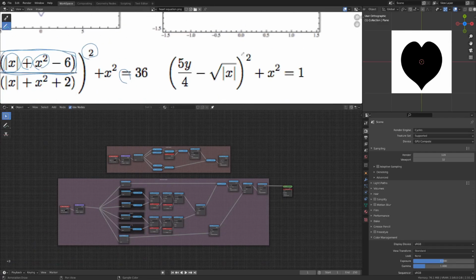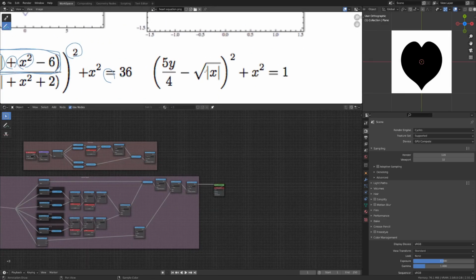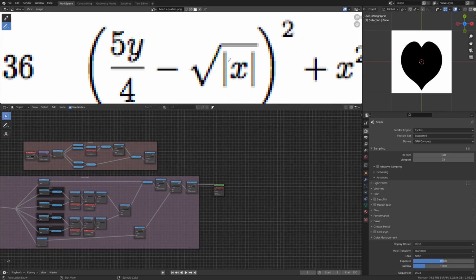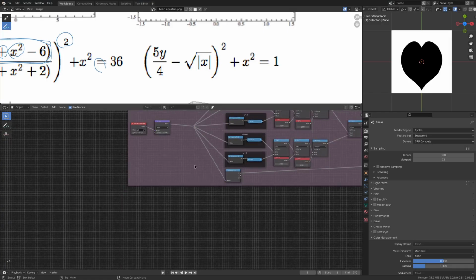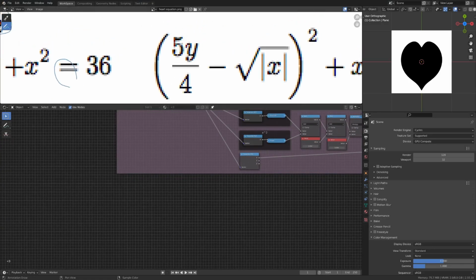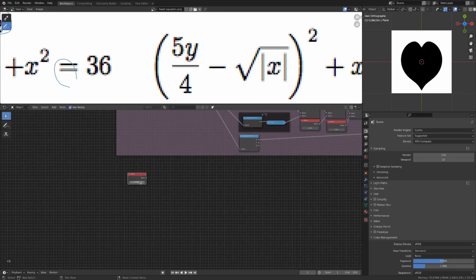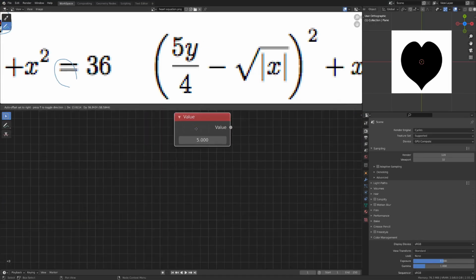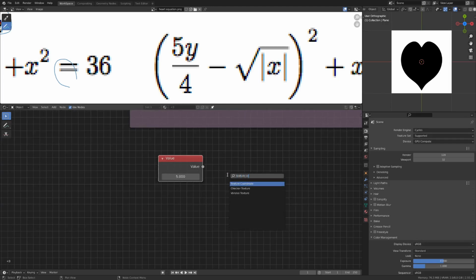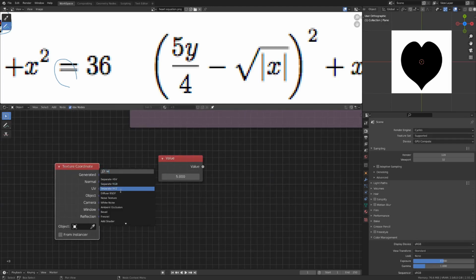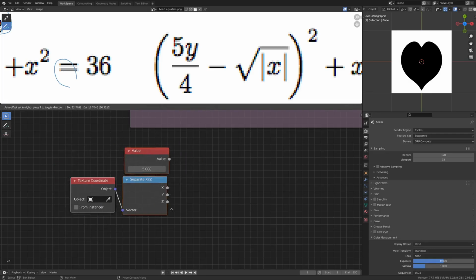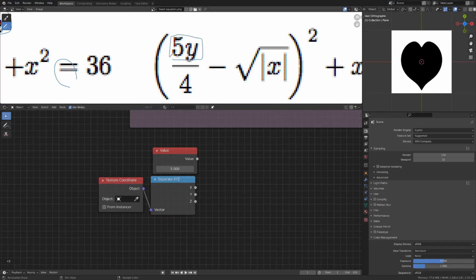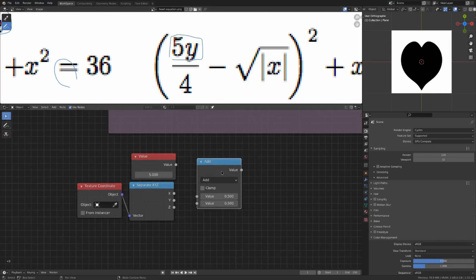Yeah. Oh, this one looks very easy, right? This one looks kind of tricky, but it's going to be easy. Square root of absolute x. Not that hard. We can do it. So first things first, we are going to make this 5y here. So in a value, we're going to set it to value 5. Texture coordinate, separate xyz, and as you can guess, we are going to multiply this 5 and y. So math multiply 5 and y.